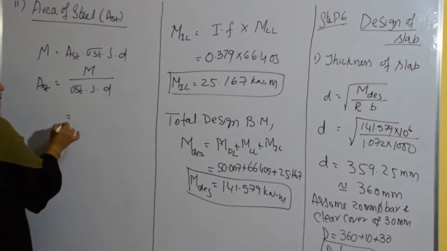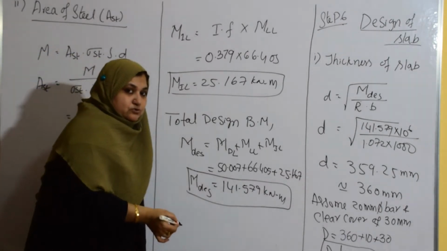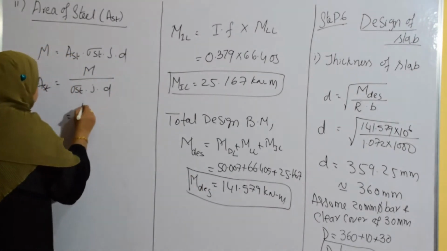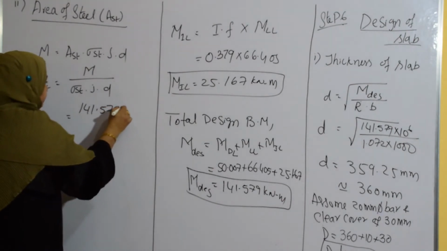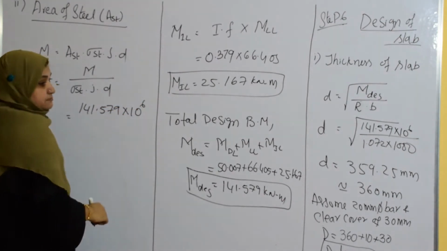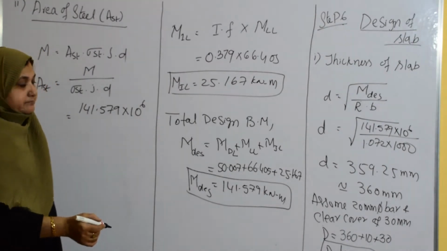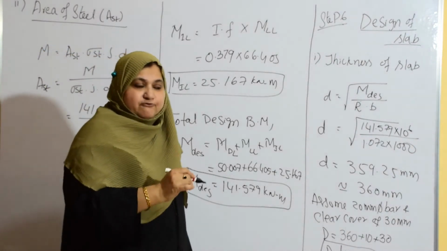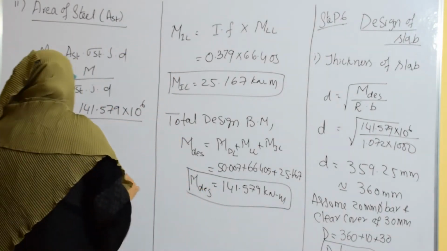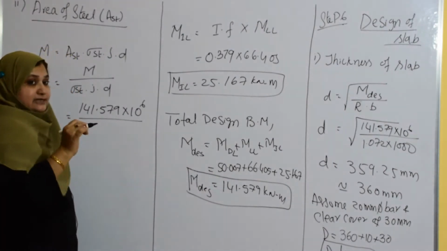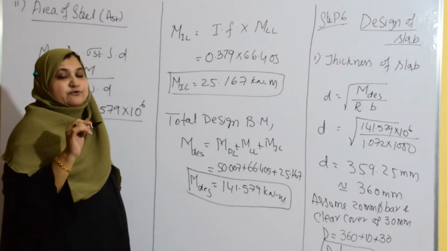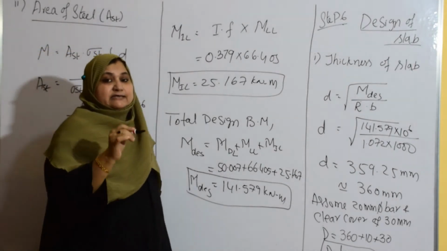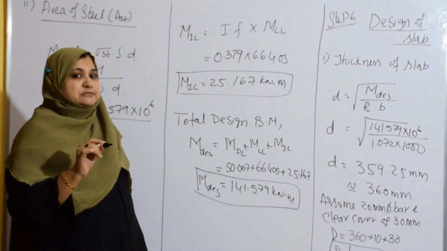All the values are there with you from part 1 and part 2. Design constants we have calculated in part 1, so I am just taking the values. Design bending moment is 141.579. As I said, you have to multiply it with 10 to the power of 6 to convert it into Newton mm. So divided by sigma ST, it is Fe 415, and according to IRC 21, permissible stress for Fe 415 is 200 Newton per mm square. Already in step 1, in the given data step, I have explained about this.